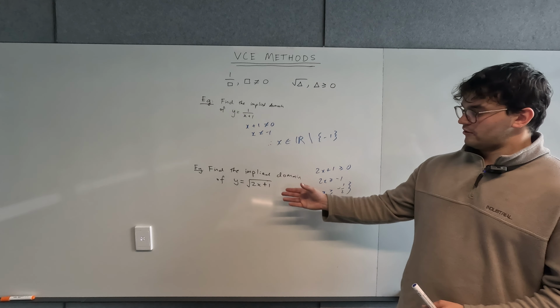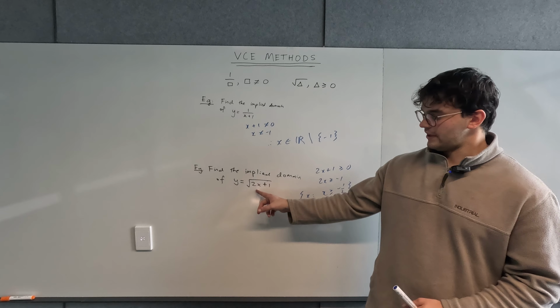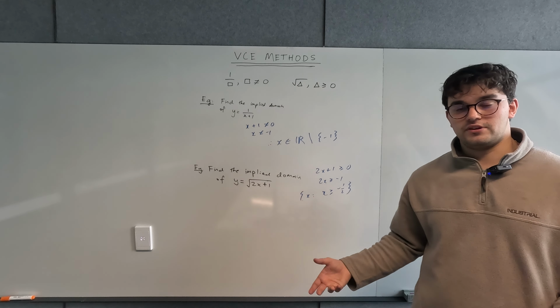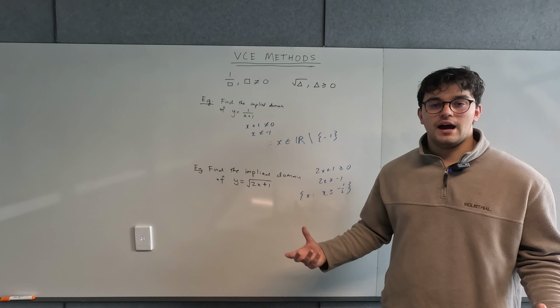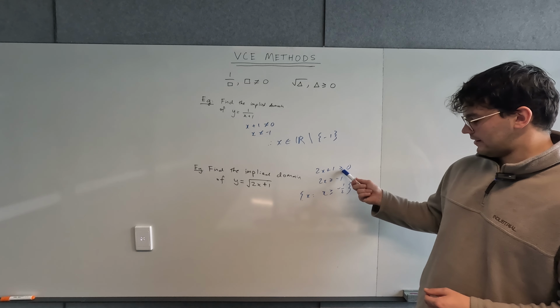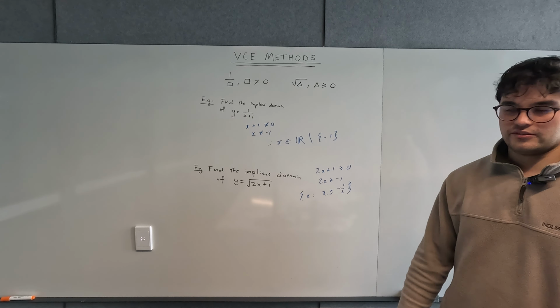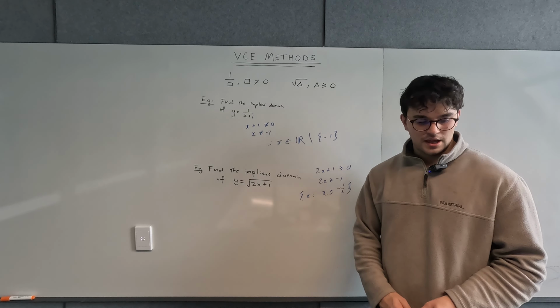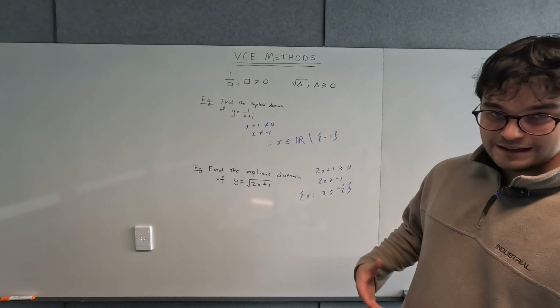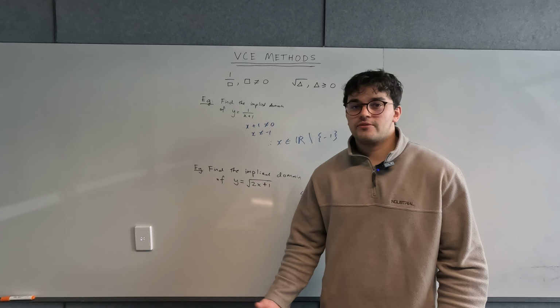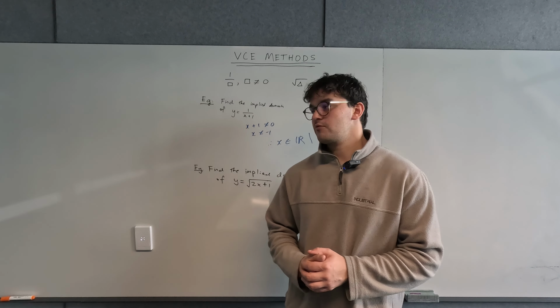But in this case, what we've done is we've treated whatever's underneath the square root as a positive or 0 value because it can't be negative. So that's what I've done here, greater than or equal to 0, and then just rearrange for x to find my possible domain.